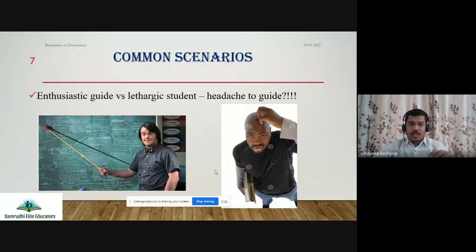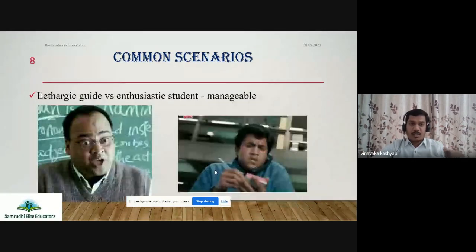Second scenario is enthusiastic guide, but a lethargic student or a non-interested student. So it is going to be a headache to the guide. So the guide is imposing, okay, you can do this, you can do that, please do this. This is a new thing, this is a new parameter, you can do this. But the student is really not bothered. He just wants to finish off his degree, and dissertation is just a part of his degree. So this is going to be a headache for the guide to see that the student will complete the dissertation in time.